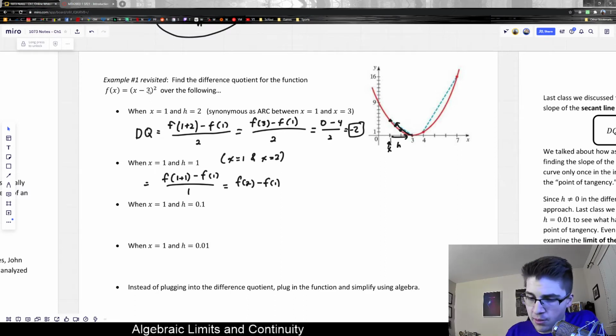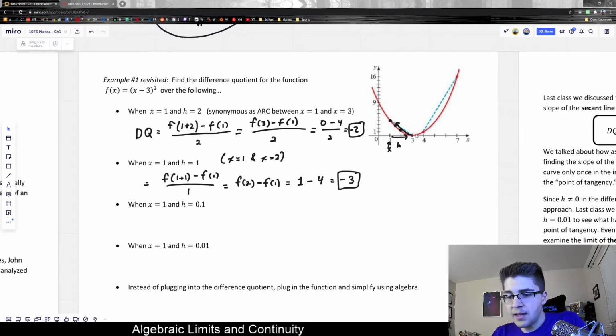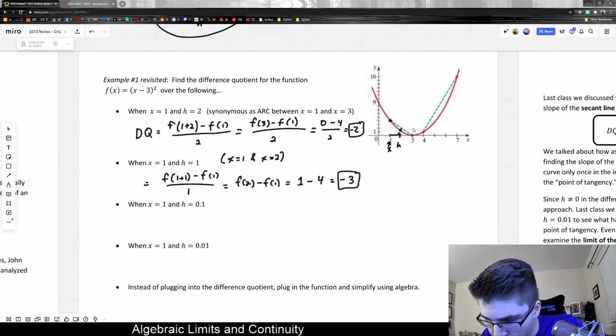So I'm going to end up with 1 minus f of 1, which we already know to have been 4. And so I'm going to get minus 3. So we get a slightly different rate of change here because we've brought those 2 points closer together. So I'm changing h to be the value of 1, which would be right here. And so my average slope actually is going to change.